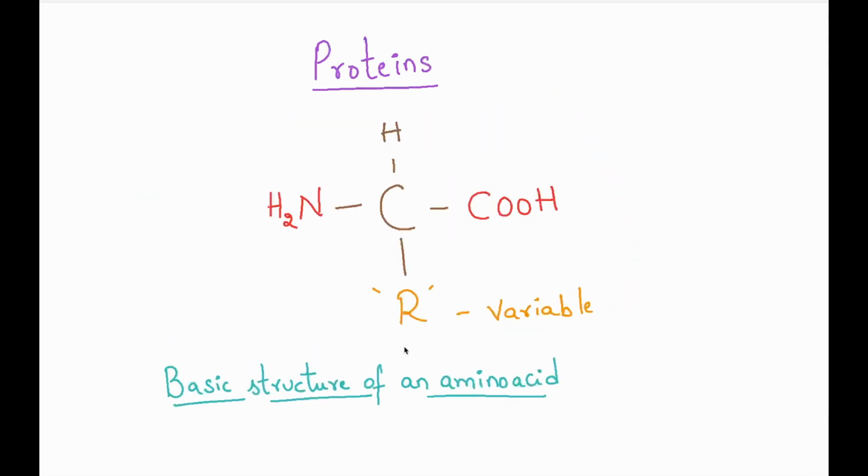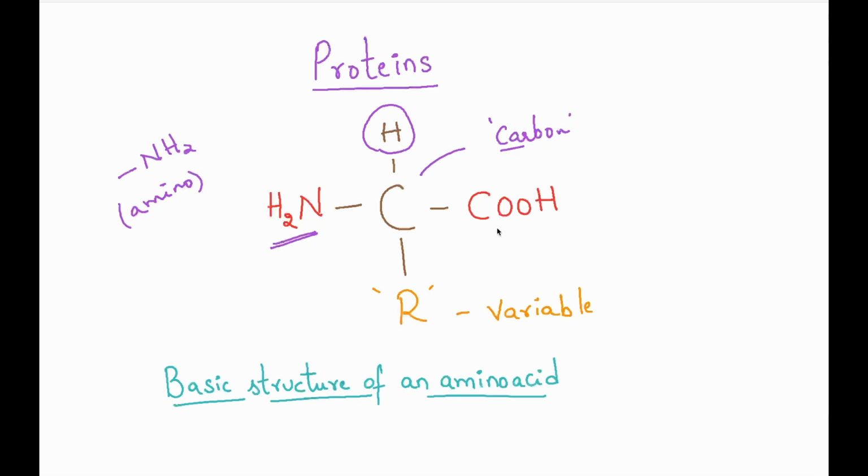So this is the basic structure of an amino acid. As we can see, there is a central carbon atom and the carbon is bonded to four different groups. The first group is hydrogen, and then we have an amino group. NH2 in chemistry is called the amino group. To one end of the carbon we have this amino group.